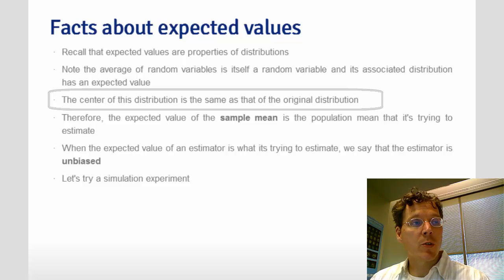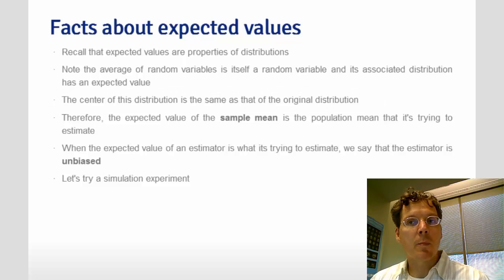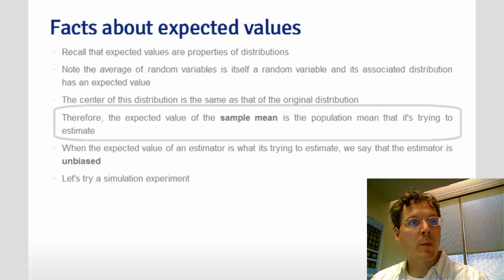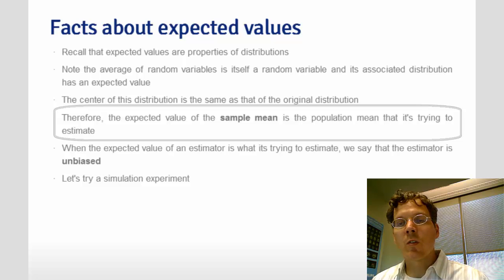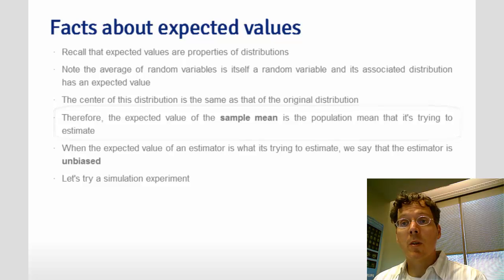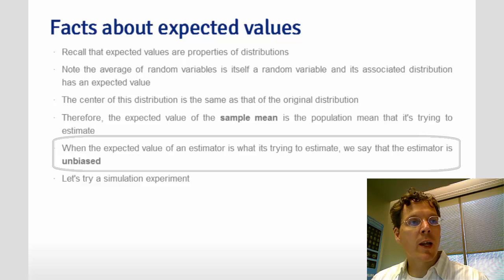The center of mass of this distribution is the same as that of the original distribution. I'm going to go through some simulation examples because this is a very important topic to the subject of inference. But the conclusion of this is that the expected value of the sample mean is exactly the population mean that it's trying to estimate. In other words, the population distribution of the sample mean is centered in the same place as the original population that the data is drawn from. When an estimator has this property, we say that the estimator is unbiased. But let's try some simulation examples to see if we can get a handle on this.